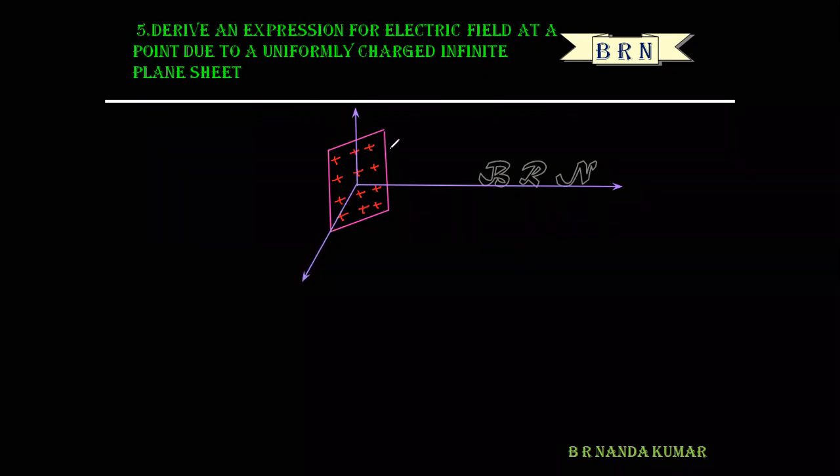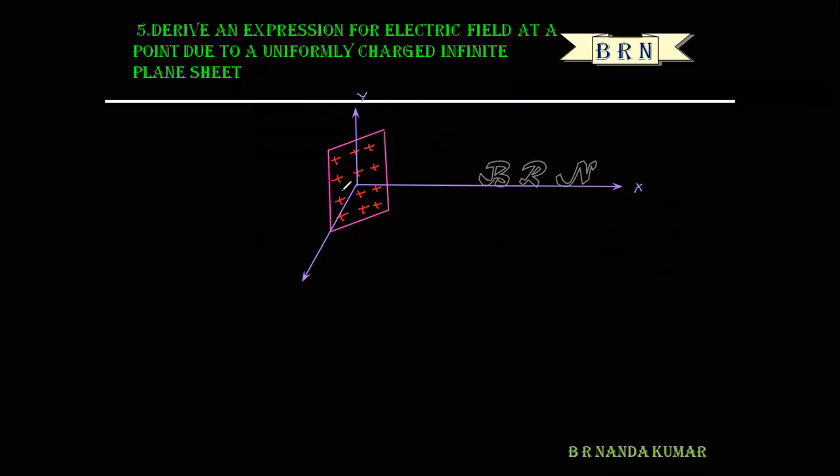So here this is the x-axis, this one is the y-axis and this is the z-axis. So this is the origin. This infinite plane sheet lies in the YZ plane. Actually Y goes to infinity, and even Z goes to infinity.